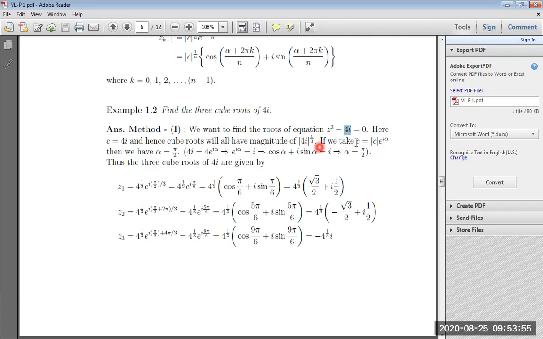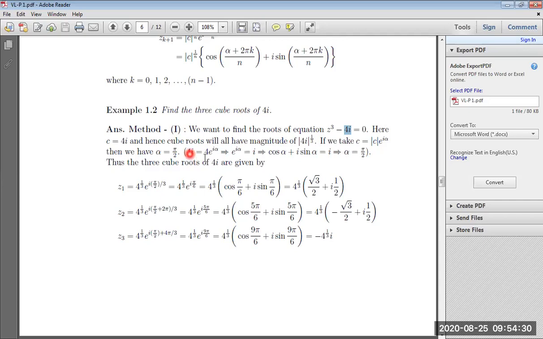Now, using this definition, c is equal to magnitude of c into e to the power i alpha, you try to find the value of alpha, right? So let us see how to find it. If you take c is equal to this, then you will get the value of alpha as pi by 2. But how is it obtained? That is explained here. So c, meaning 4i, is equal to magnitude of c. So find the magnitude of 4i, right?